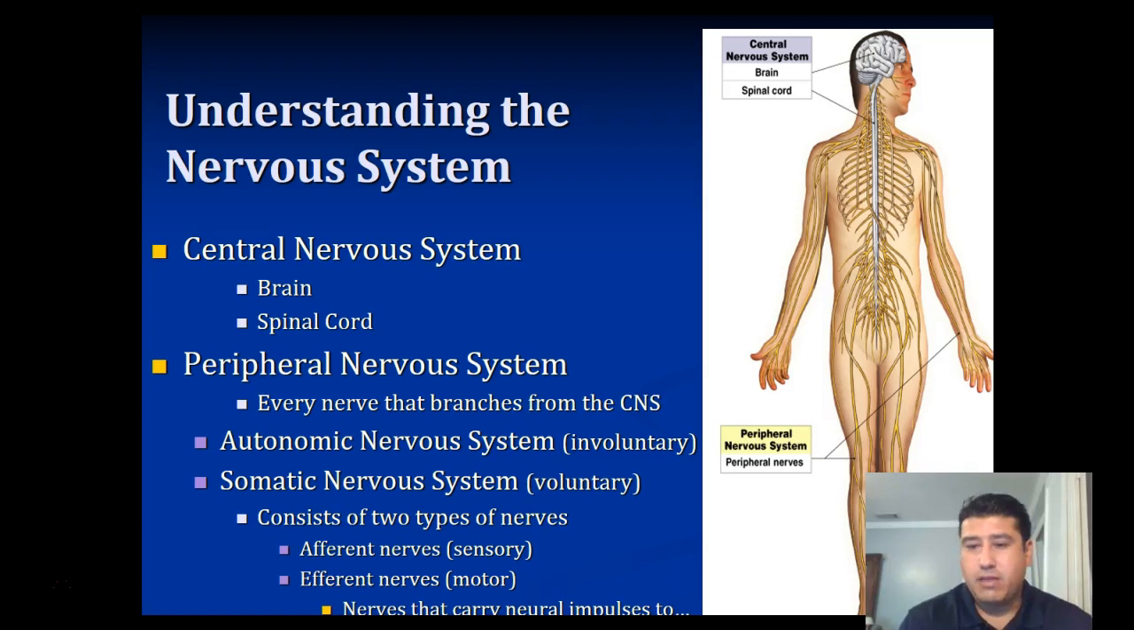So the brain is the processing center of the body. The spinal cord is just a highway system. All right, so when you look at the picture here, the brain is here, and the spinal cord runs down through the vertebral column of the body. It's just a highway system. No messages are generated in the spinal cord. It's just that the messages that are generated in the brain are delivered to the body via the highway that we call the spinal cord. Okay, so that's the central nervous system.